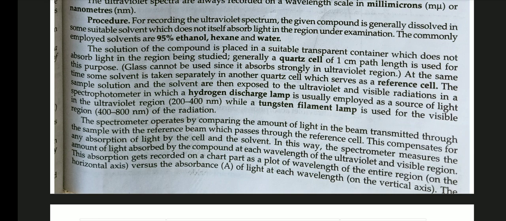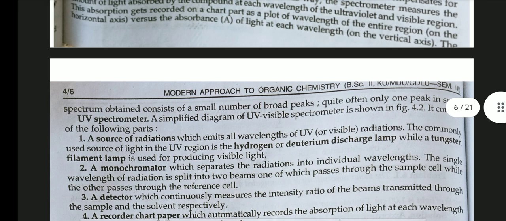In this way, the spectrometer measures the amount of light absorbed by the compound at each wavelength of the ultraviolet and visible region. This absorption gets recorded on chart paper as a plot of wavelength of the entire region on the horizontal axis versus the absorbance of light at each wavelength on the vertical axis. The spectrum obtained consists of a small number of broad peaks. Quite often, only one peak is seen.